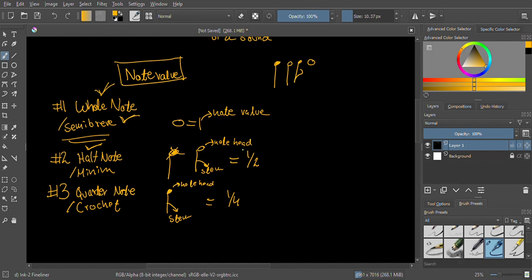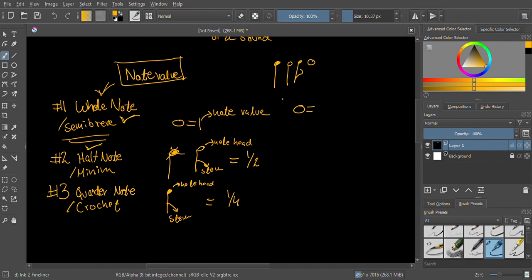Based on these values, how many half notes do you think make up a whole note? If you had to give a number of half notes which would be the same value as a whole note, what would it be? I want you to pause the video and think about it. Now, I've not taught you this yet. That's the point. Look at the note values and think about it.